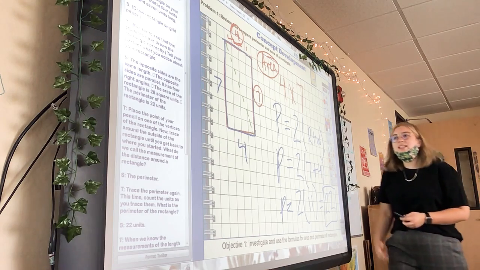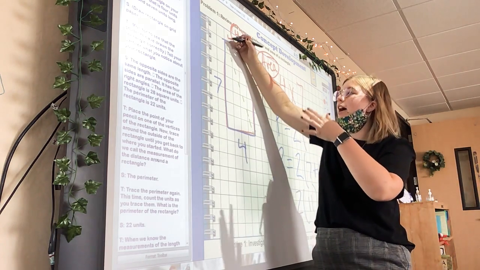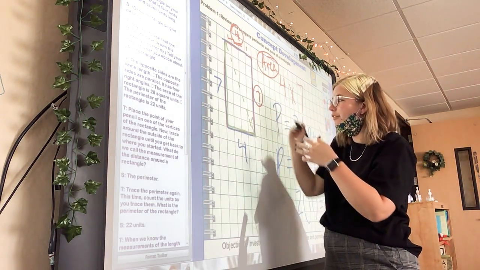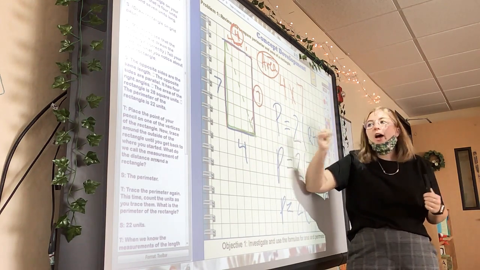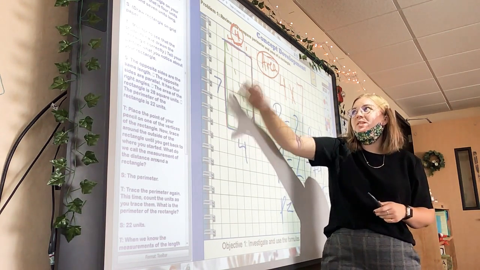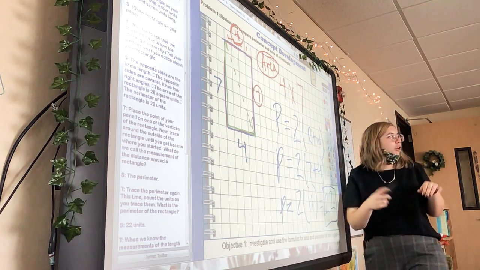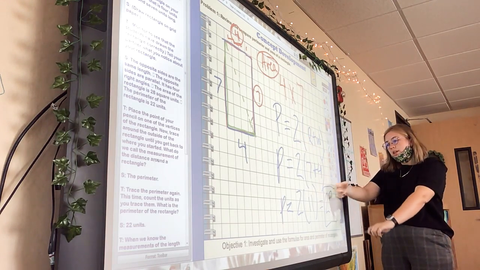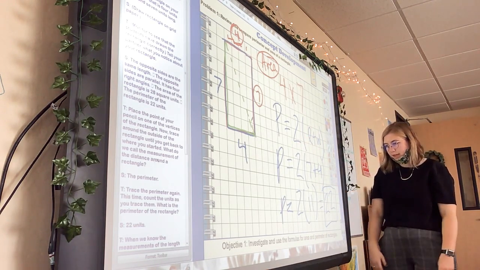So basically, it's cutting the shape in half, kind of like a triangle, right? It's cutting the shape in half and then multiplying it by 2. So we're incorporating multiplication into the perimeter formula. Okay.